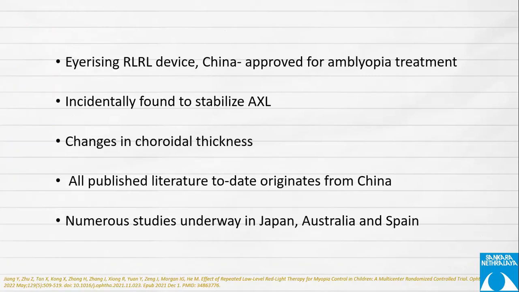The only approved device is the iRising red light device from China. It was incidentally found to stabilize axial length. In fact, it was approved initially for amblyopia treatment. It caused changes in choroidal thickness. All published literature to date originates from China, but numerous studies are underway in Japan, Australia, and Spain.